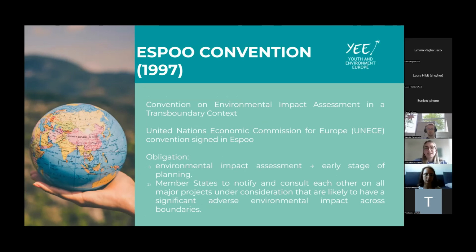So after that, the Espoo Convention took place in 1997, and it's a convention on environmental impact assessment in a transboundary context. It's a United Nations Economic Commission for Europe convention signed in Espoo in Finland, if I'm not mistaken. And the main obligation that derives from this convention is the environmental impact assessment, which happens in early stages of planning, especially for infrastructure projects. And member states need to notify and consult each other on all major projects under consideration that are likely to have significant adverse environmental impacts, even if outside of their territory. So here we also see the role of the duty of cooperation among states.